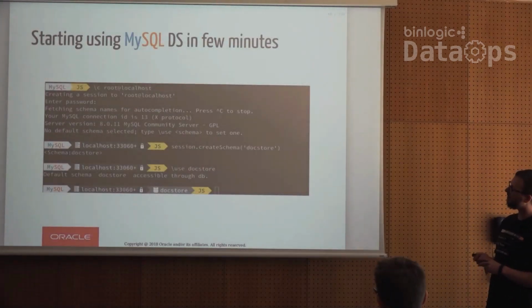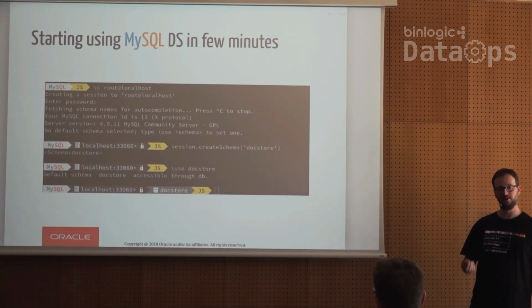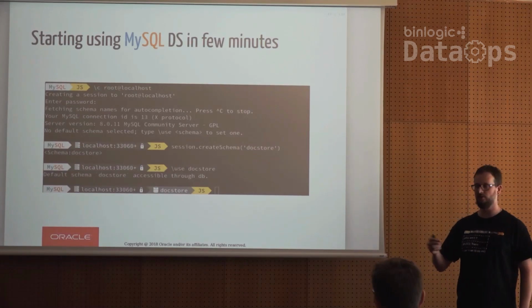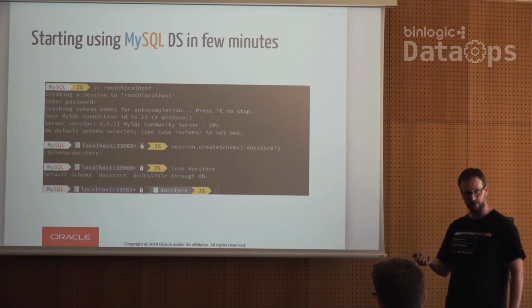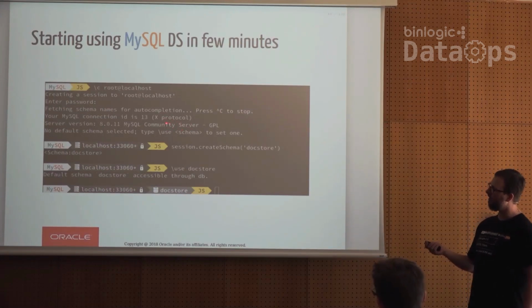So if you want to start the document store, it's very easy. If you have the new shell, you connect. And by default, it will use the X protocol because it needs to have the X plugin, which is by default enabled now in the GA version of MySQL 8. If you are using MySQL 5.7 or a previous MySQL 8, you had to load the plugin. In this case, it's not needed. So by default, you have the X protocol plugin enabled and listening on a different port, which is 33060.